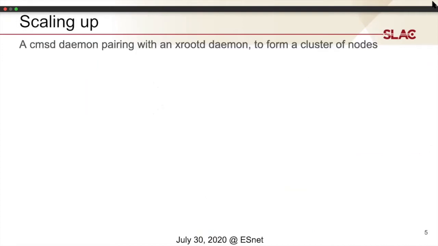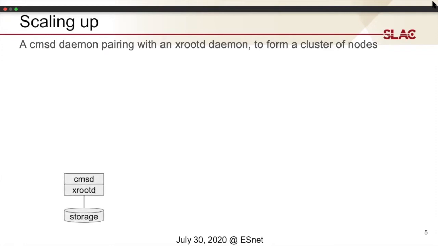So, scaling up. In the previous slides, I didn't show how we are going to scale up. Obviously, we need to do that because one single machine always has its limitations. The way we scale up is to add a CMS daemon paired with the Xroot daemon. The Xroot daemons don't talk to each other across the nodes, but the CMS daemons do. CMSD does not deliver data, it's just a clustering function, talking to each other and figuring out who has what. So with CMSD, we can form a cluster of nodes.